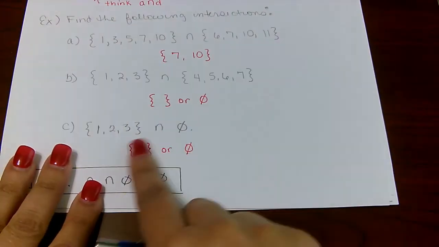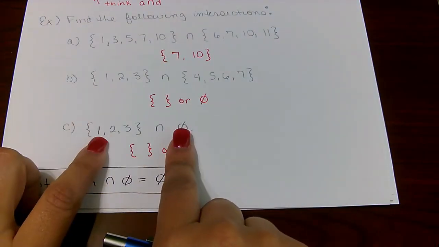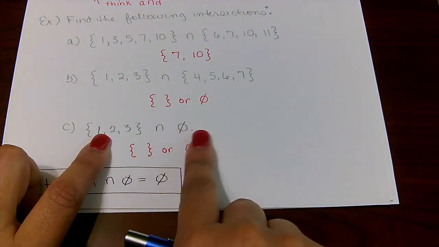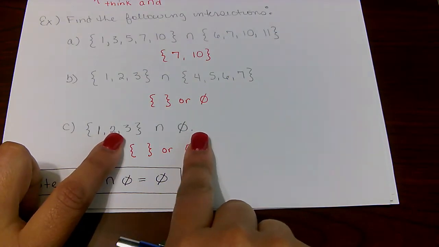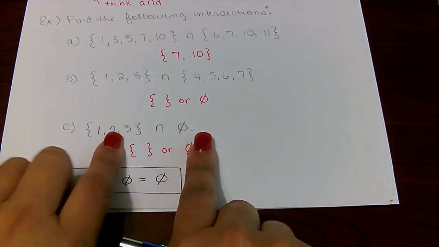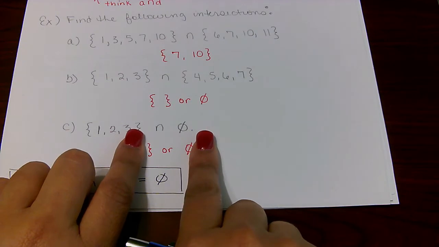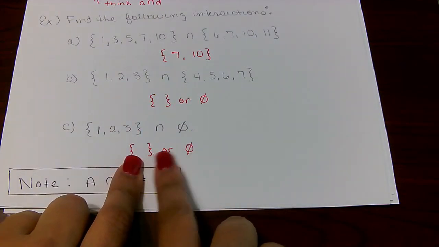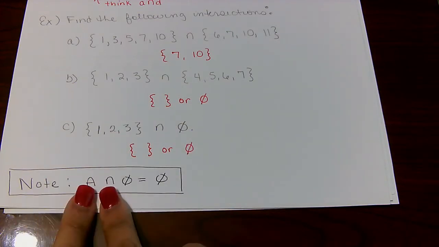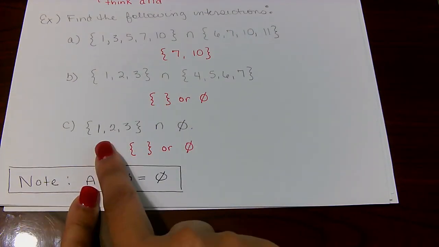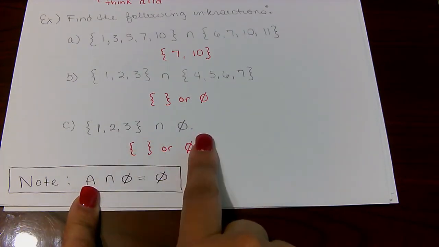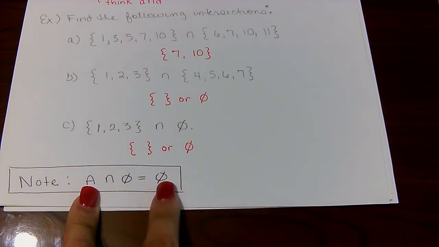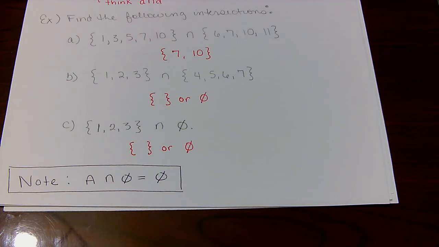Okay. Over here, we have 1, empty set, 2, empty set, 3, empty set. So the only thing that we have in common is nothing, empty sets. Okay? So in this case, if you have a set and an empty set, you're always going to have no common elements in this scenario.